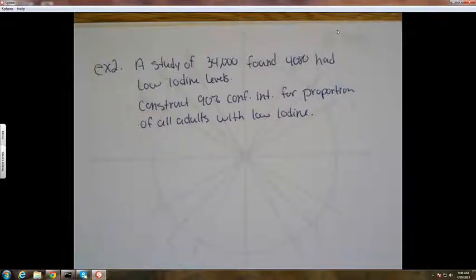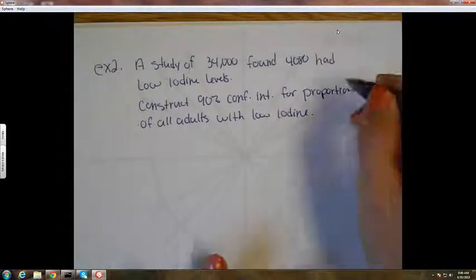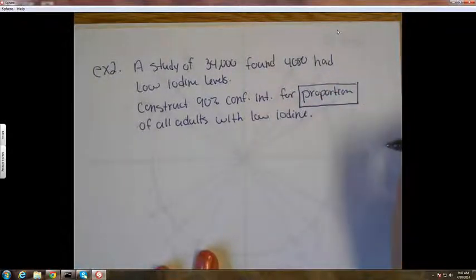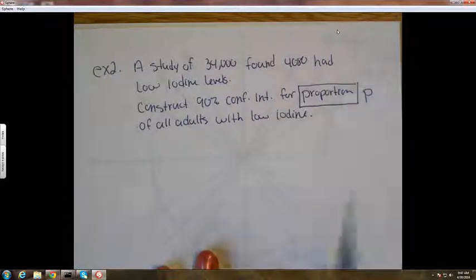So right away when I do one of these on the test, I would look to see what I am finding the confidence interval for. In this case, again, it's the proportion. That's the P business. So that's going to tell you to go to the proportion section on your note card. Not the mean for big samples, not the mean for small samples, but proportion.